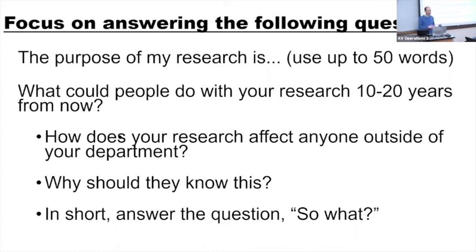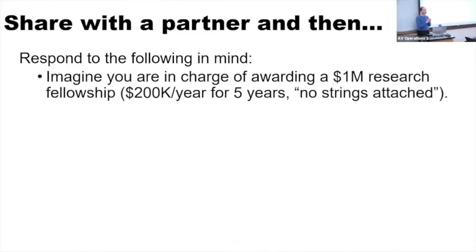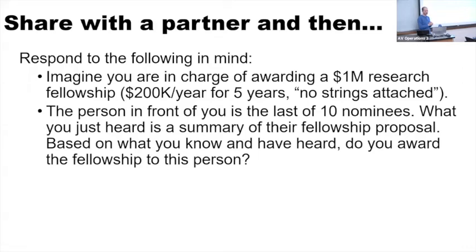I'd like to offer a slight twist on this. Imagine you, as an individual, are in charge of awarding a $1 million research fellowship. It's $200,000 a year for five years, no strings attached, meaning you just give it to the person and they can do whatever they want with the money. They can buy another house, they can buy a boat, they can blow it all on the lottery. The person in front of you that you just heard is the last of 10 nominees.